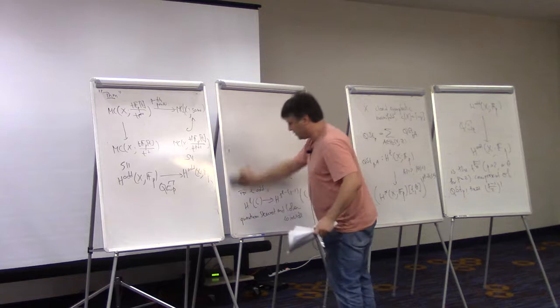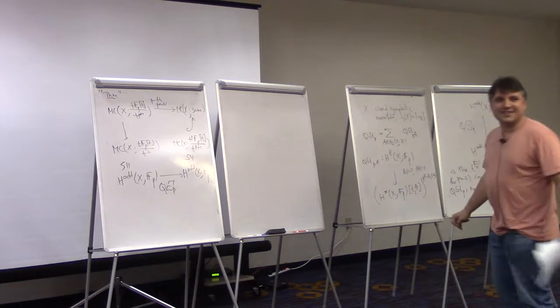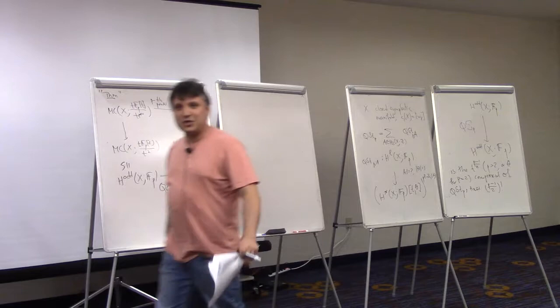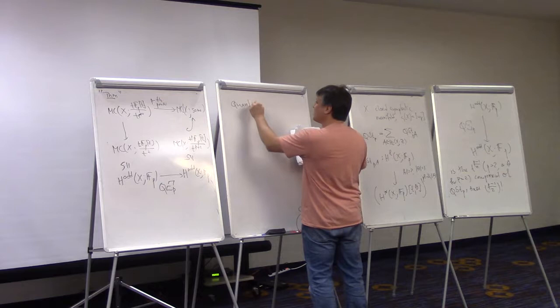Why do you want to do this thing? Well, because I want to figure out what the formal group is. I see. Right? Well, that's the first piece of information. It's just like if you had an elliptic curve, that's telling you whether it's got height 1 or height 2 at p. I would say that's your first piece. Right. Okay, so quantum Steenrod by localization.